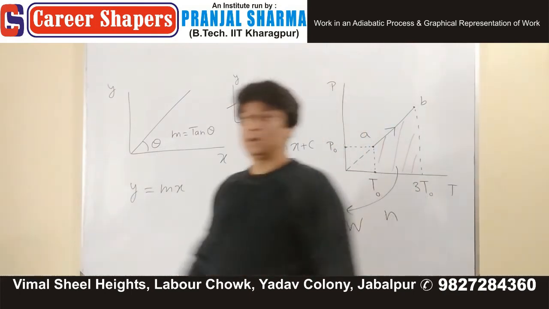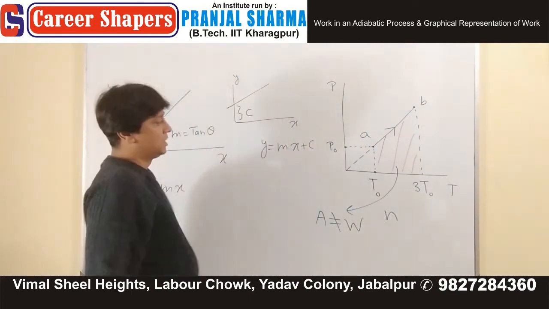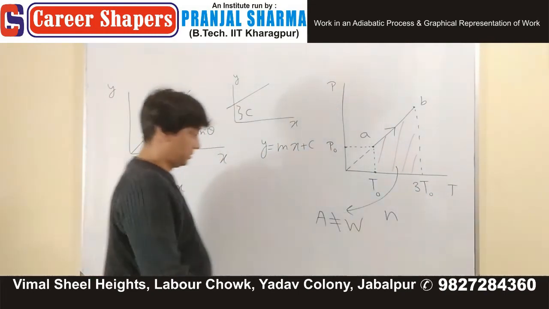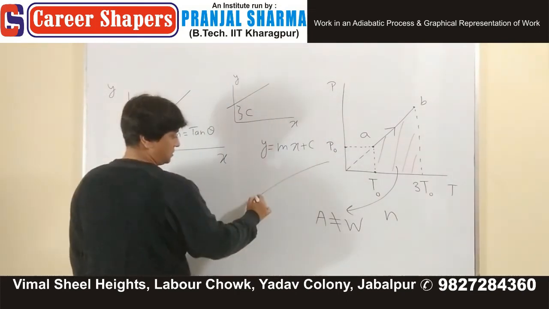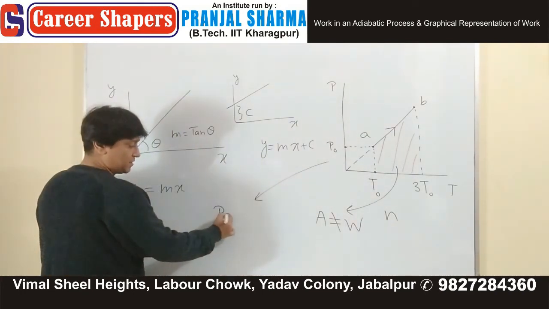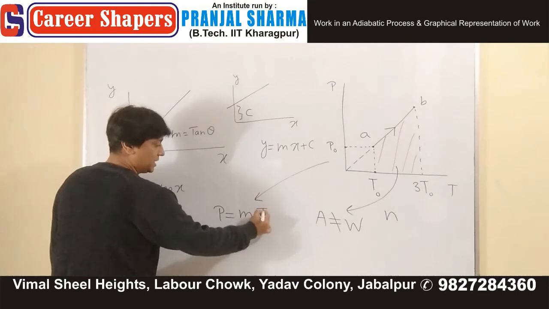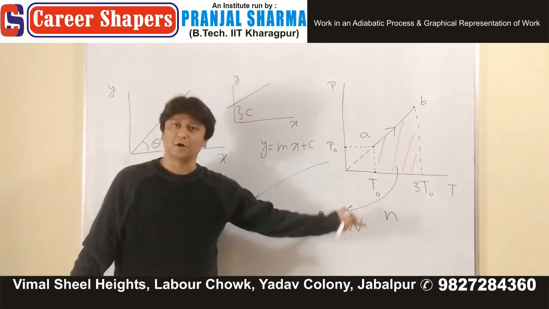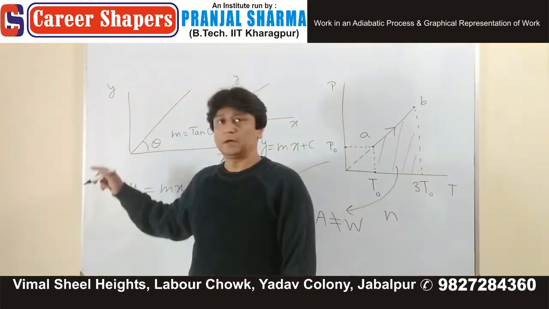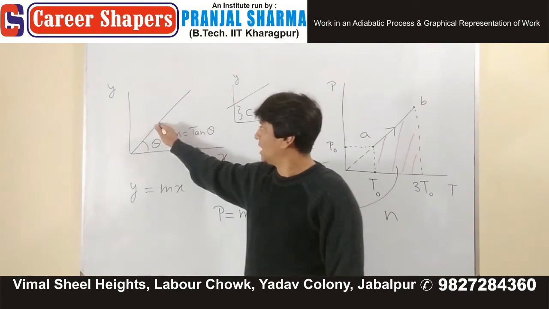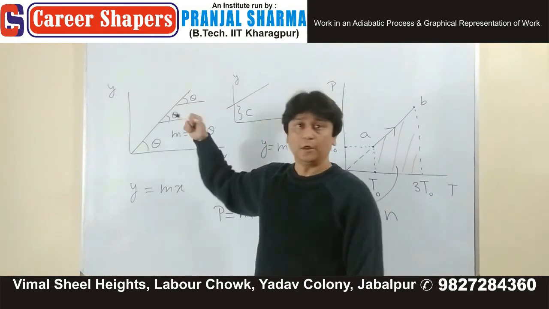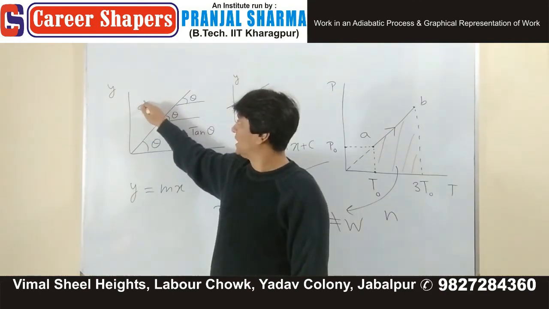Which means what? Look here. This graph is between P and T. For this graph, you're basically saying that P is M T. M is some constant. What is that constant? Tan of theta. It's a constant. Why? Because wherever you go, this angle is always theta. Why? Because this is a straight line.